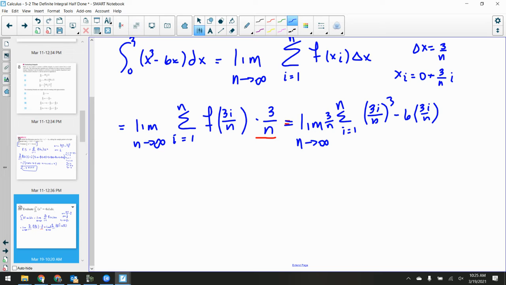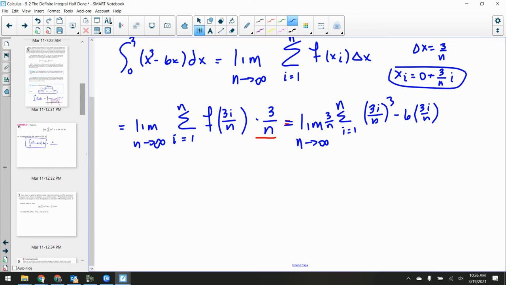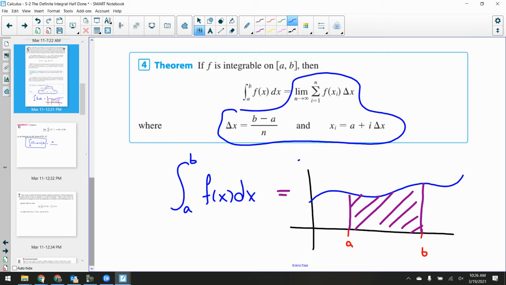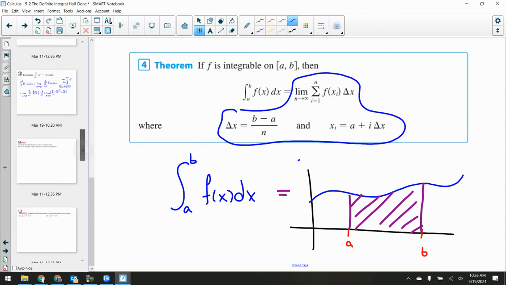Yes. I might have zoned out. Where did you get the 3i over n from? The 3i over n came from xi. And remember, the formula for xi was a plus delta x times i. A plus i times delta x. And since delta x is 3 over n, it's i times 3 over n, or in other words, 3i over n.